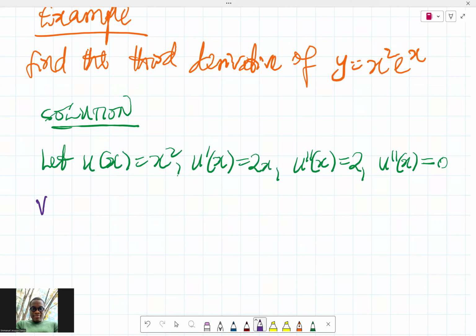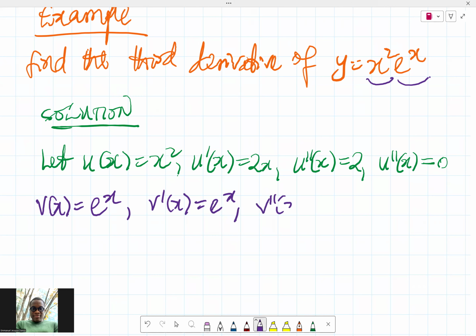Okay. Then, automatically, v of x now is e raised to power x. So now you have v prime of x, that is simply e raised to power x. v prime prime of x, that doesn't ever change, e raised to power x again. So even the third derivative gives you the same, v prime prime prime of x, and that is equal to e raised to power x still. So it remains the same all the way.